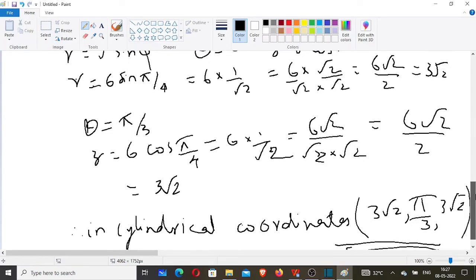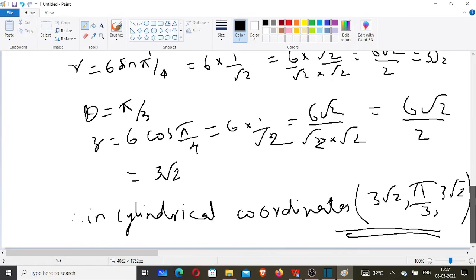And theta equal to pi by 3, theta is theta itself, which is equal to pi by 3. z equal to rho cos phi, which is equal to 6 into cos pi by 4, which is equal to 6 into 1 by root 2, which is equal to 6 root 2 by root 2 into root 2, which is equal to 6 root 2 by 2, which is 3 root 2.